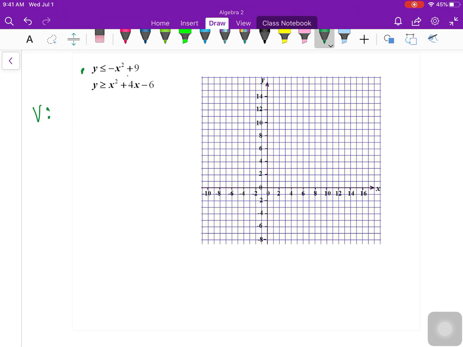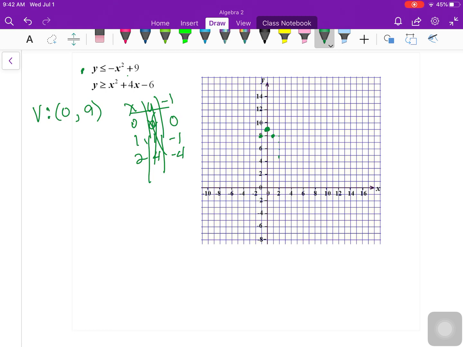So my vertex is the opposite of b, which is 0, divided by 2 times negative 1. 0 divided by negative 2 is 0. And when I put 0 in there, I get 0 plus 9, which is 9. So the vertex is 0, 9. And when I make my XY table, with x values negative 1, 0, 1, 2, I get 0, negative 1, negative 4.